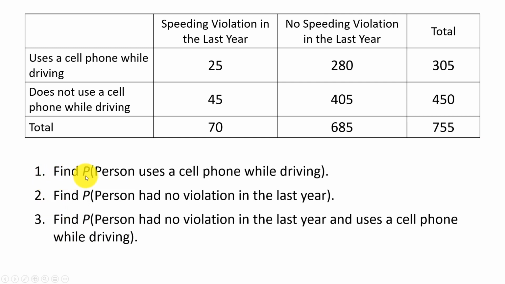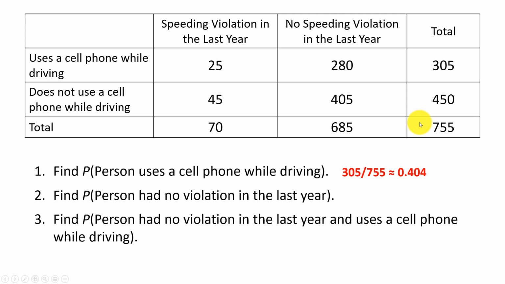Number 1 asks, find the probability a person uses a cell phone while driving. This is not a conditional probability because we're not given a restricted domain. We just want to know what's the probability out of everybody asked that they used a cell phone while driving. So we have 755 people. Out of the 755, how many of them use a cell phone while driving? Well, that'd be 305. So our probability is 305 divided by 755, or 0.404.